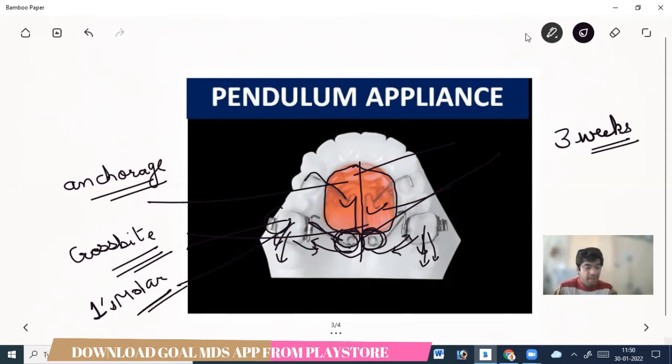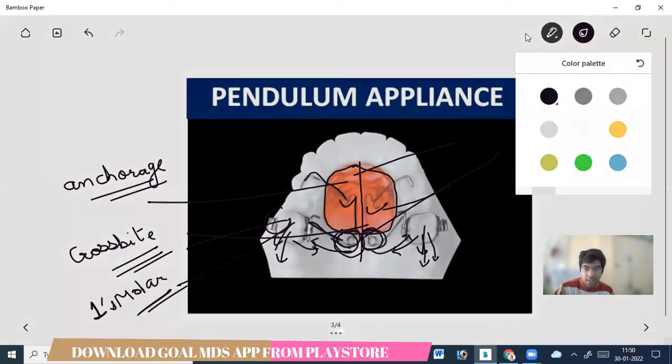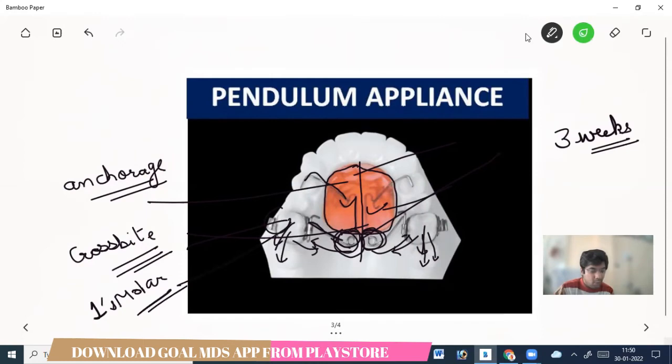Another thing that you have to remember is that the upper molars are utilized to place a transpalatal arch or Nance appliance immediately after the removal of the pendulum appliance.